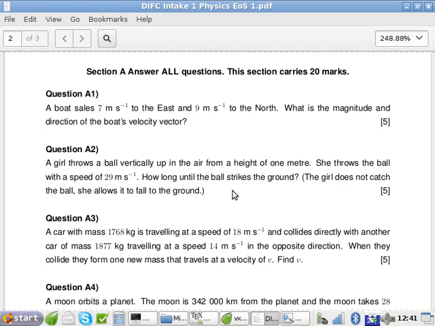A boat sails 7 to the east and 9 meters per second to the north. Do you know how to do this one, or do you need me to do it? So, how do I get the magnitude? Pythagoras. Square root of 7 squared plus 9 squared.